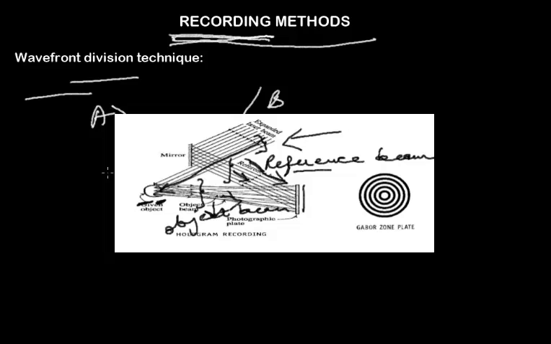Now we will consider these two as beam A and beam B, and interference will occur between these two, and it will happen here. So this is the photographic plate, and on this photographic plate the hologram will get recorded, and that hologram is nothing but the interference pattern which will be like this. This kind of pattern we'll get on the photographic plate, and this is known as the Gabor zone plate. So this was about the wavefront division technique.